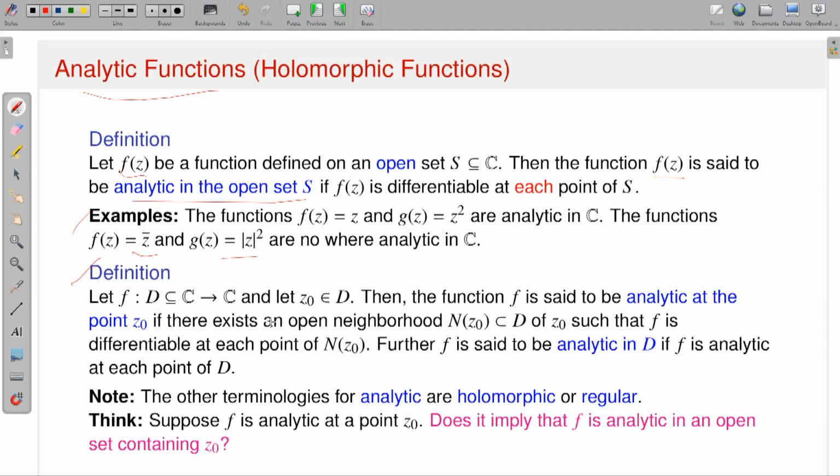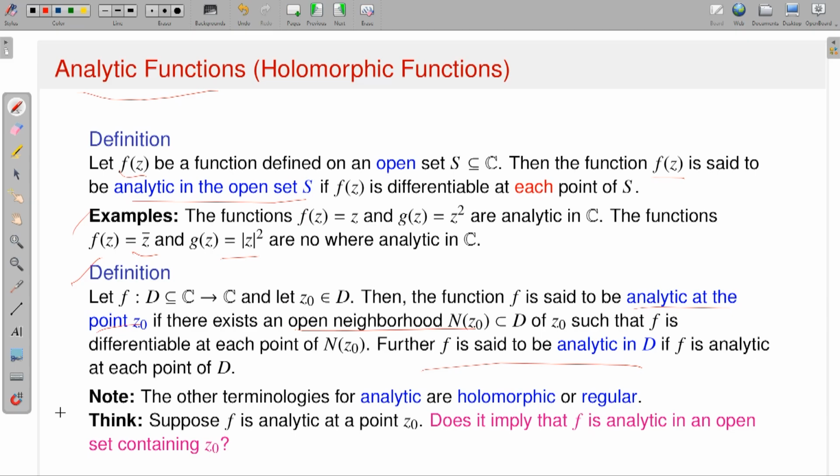So that's exactly it: analytic at a point z naught if there exists an open neighborhood so that my function is analytic on that open set. Even though I am talking about analyticity at a point, actually I am talking about analyticity on an open set, namely N of z naught around the point z naught. If this is the case, then my function is analytic at the point, and if I say that my function is analytic in the full domain, then I am saying that my function is analytic at each point.